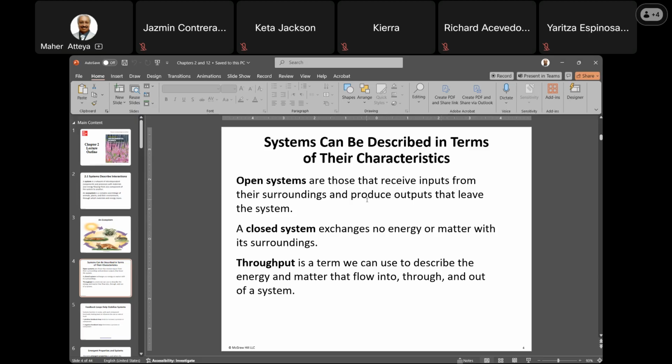A closed system, there is no exchange. There is no exchange of matter or energy with the surrounding. The term throughput is used to describe the energy and matter that flow into, through, and out of a system. But the main systems are open or closed. Those are the two types of system we have.